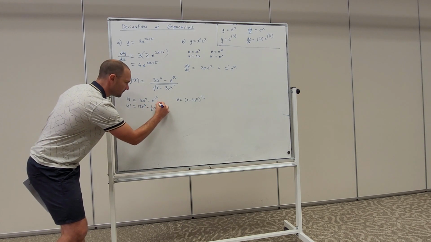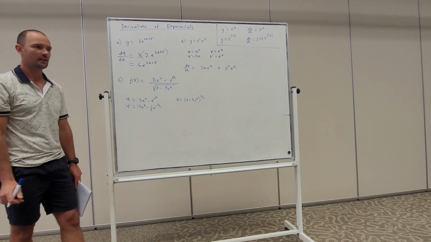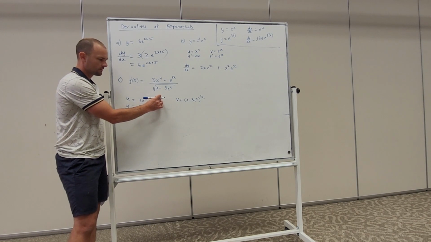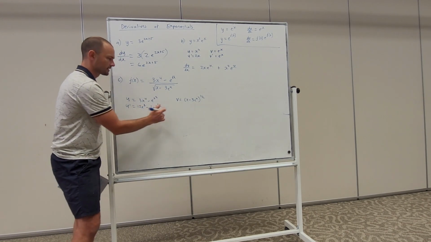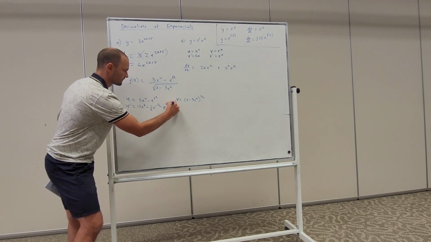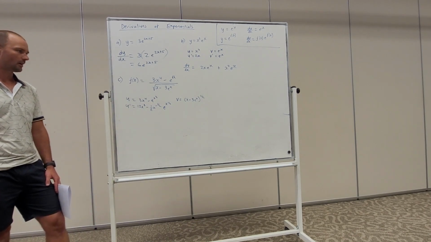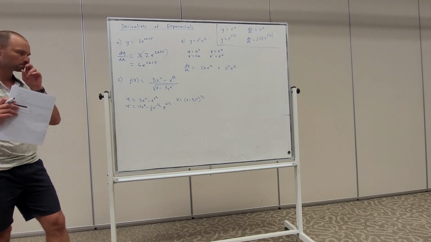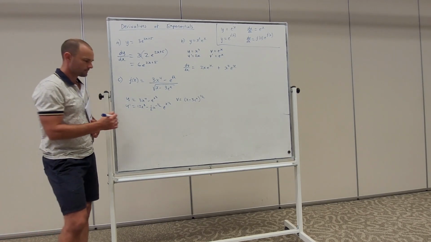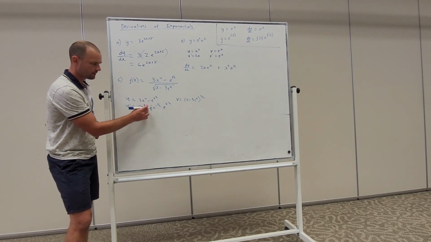Half x to the minus half, okay? e to the f of x, f dash of x, e to the f of x. All right, I can write that a bit bigger. Okay, so we're happy with that part, I think.